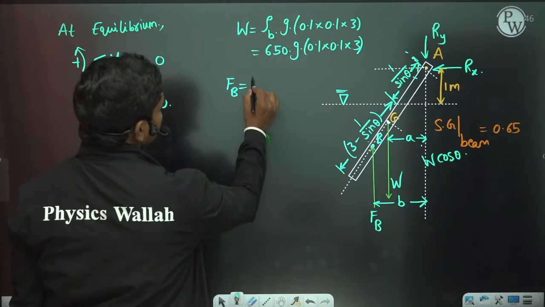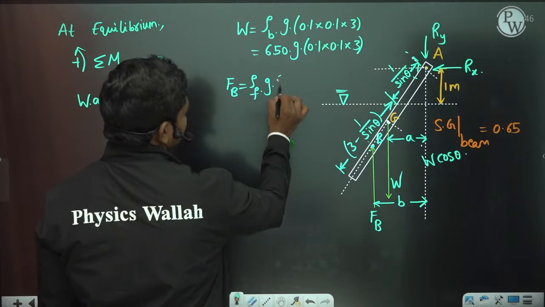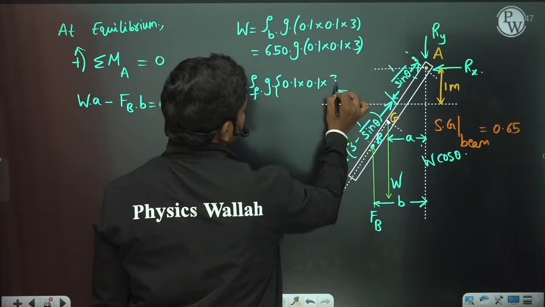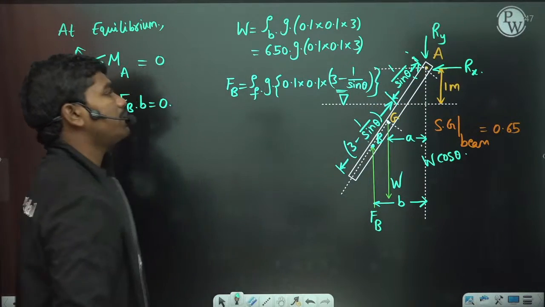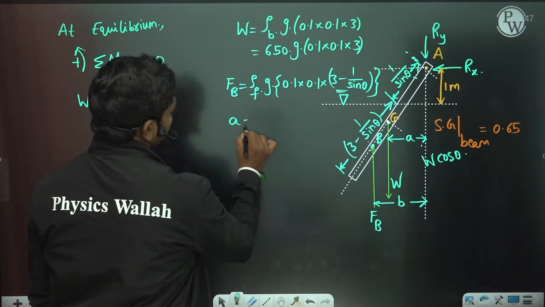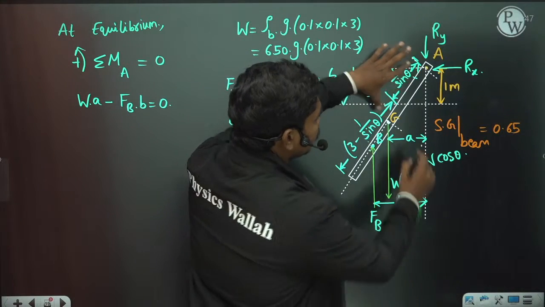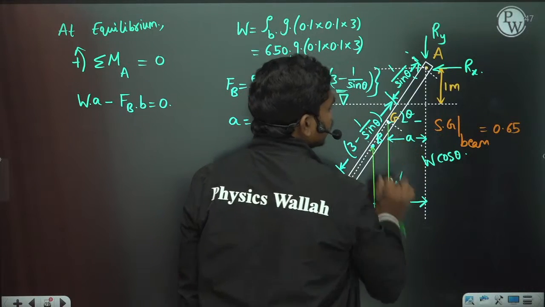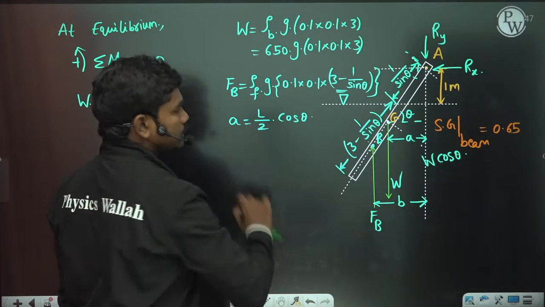So FB is equal to density of the fluid times gravity times 0.1 times 0.1 times this length, which is 3 minus 1 by sin theta. So this is the FB value. Now you have W and also FB. Now what is small a? The total length of the beam is L, so half of it is L by 2, and if this angle is theta, then this angle is also theta, so small a is L by 2 cos theta.